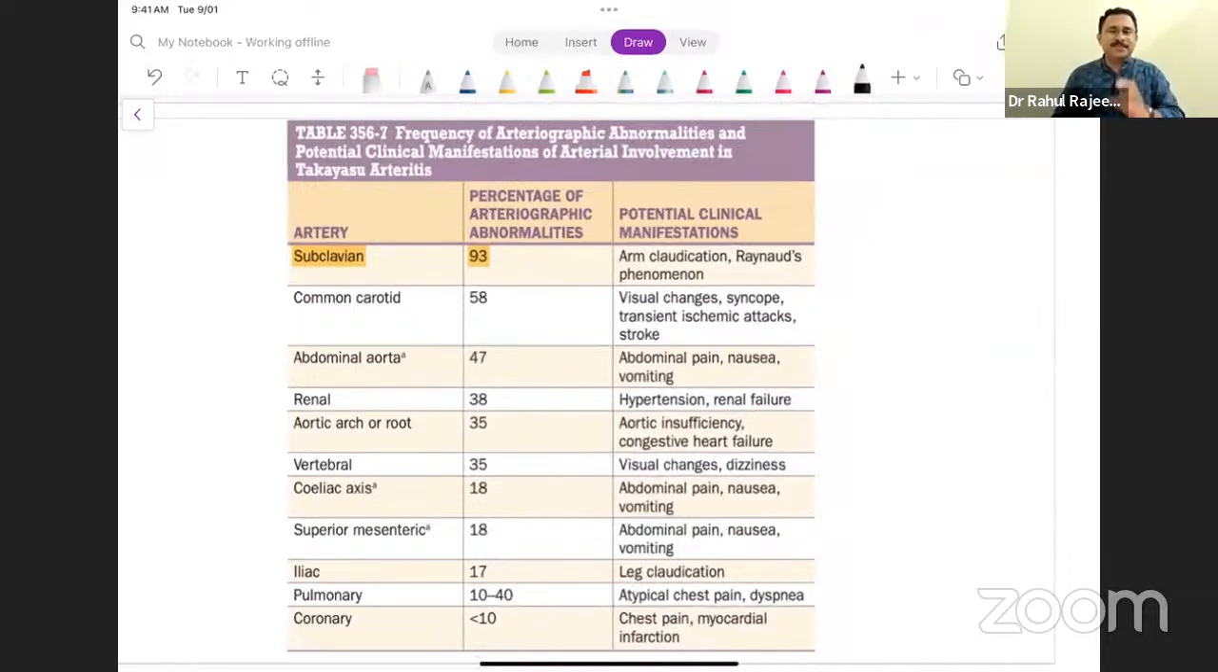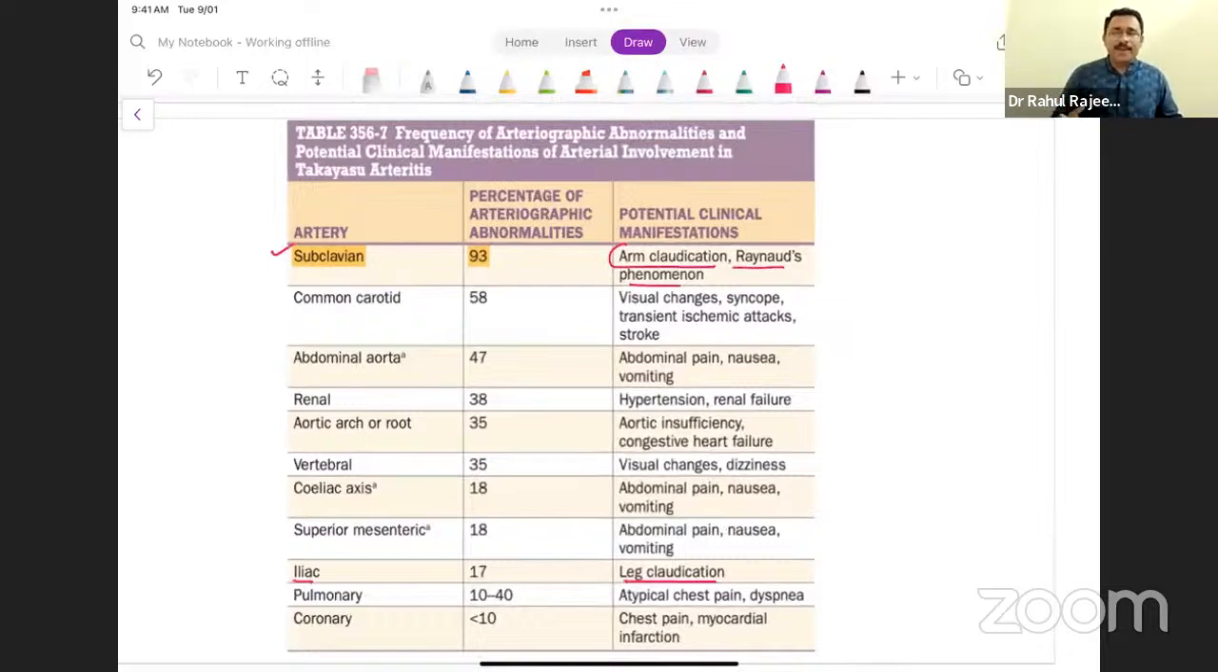Right. So here, to show you with more conviction, this is a table in Harrison showing the involvement of various vessels in Takayasu arteritis, including the percentage of abnormalities. Remember, subclavian artery is very commonly involved, and watch out for arm claudication in the history, sometimes absent or reduced pulses in the upper extremities. Then you can have iliac vessel involvement, which can lead to leg claudication. Raynaud's phenomenon also can occur due to subclavian involvement. And you can have carotid involvement leading on to stroke as well.